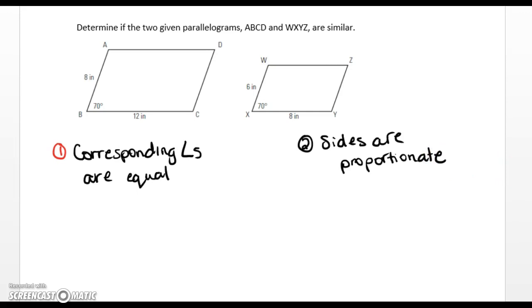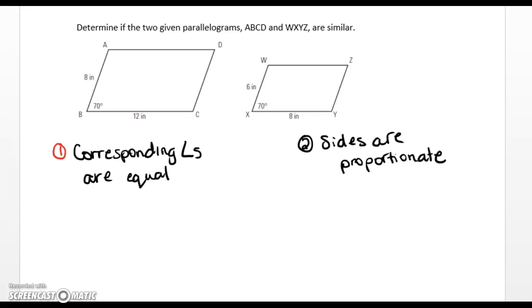So let's start by checking the corresponding angles and seeing if they're equal. So here in our two figures, we're only given that angle B is 70 degrees and angle X is 70 degrees. That only tells us that one angle might be corresponding, that they're equal, but we don't know about the other angles. So what we need to do is find the missing angles and see if those corresponding angles are equal. And in order to do this, we have to use those properties of parallelograms and something we learned from chapter 5 in order to find the missing angles.